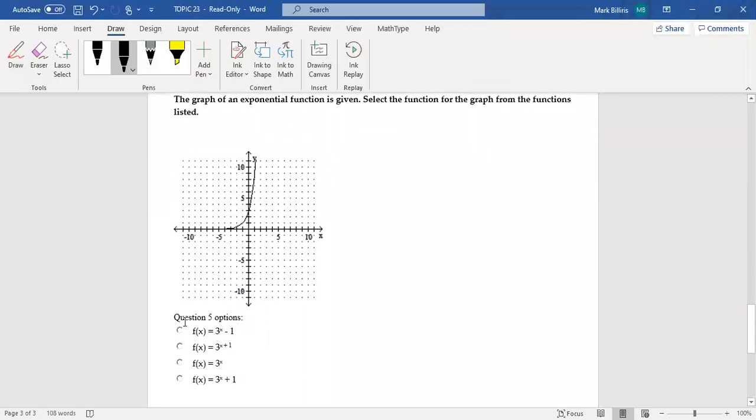Our next example, very similar. So we have a base of 3. So again, we know what our parent function looks like. Our parent function goes through the point (0, 1), (1, 3), and (-1, 1/3). So when you look at your graphs, the first choice is 3 to the x minus 1, which is shifting down. We know that our graph hasn't shifted down because it hasn't gone below the x-axis.